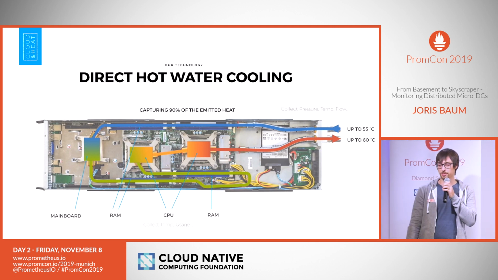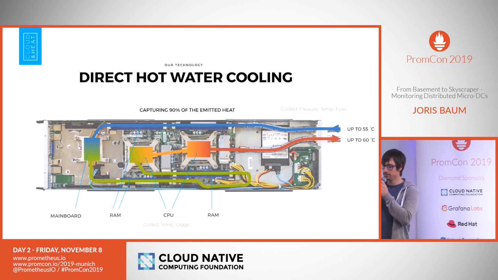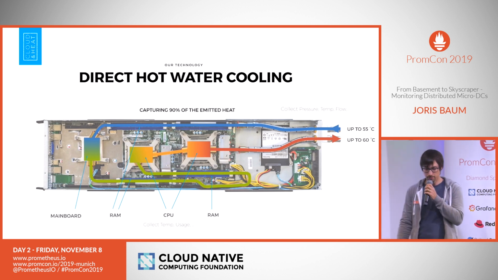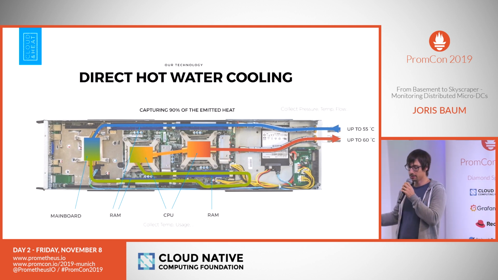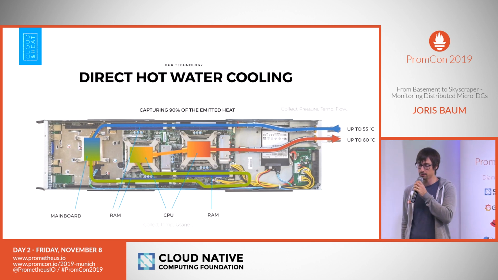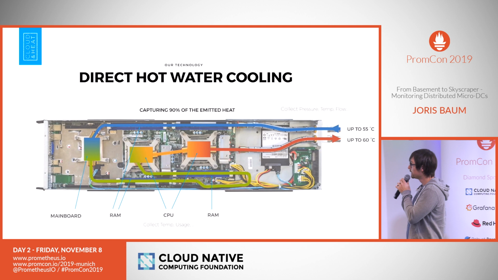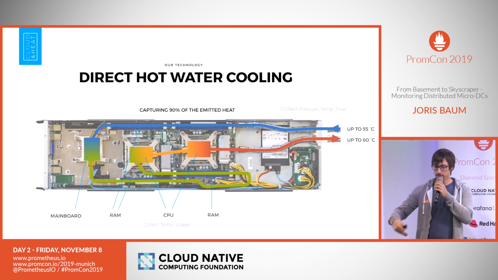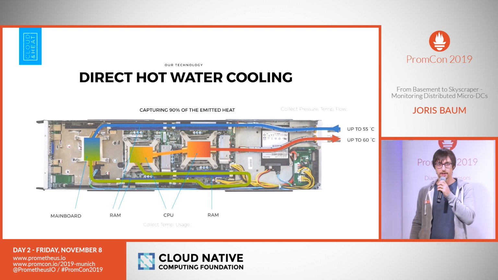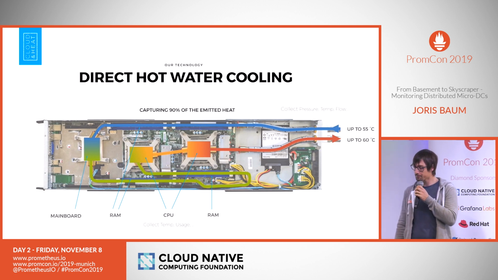We have a plate here. What we can see to the right is that 55-degree hot water comes in, and 60-degree hot water comes out. What the blade does is we capture 90% of the emitted heat of the blade from CPU, RAM, and mainboard, and we use this heat. The water is used in the buildings for heating up buildings and so on.